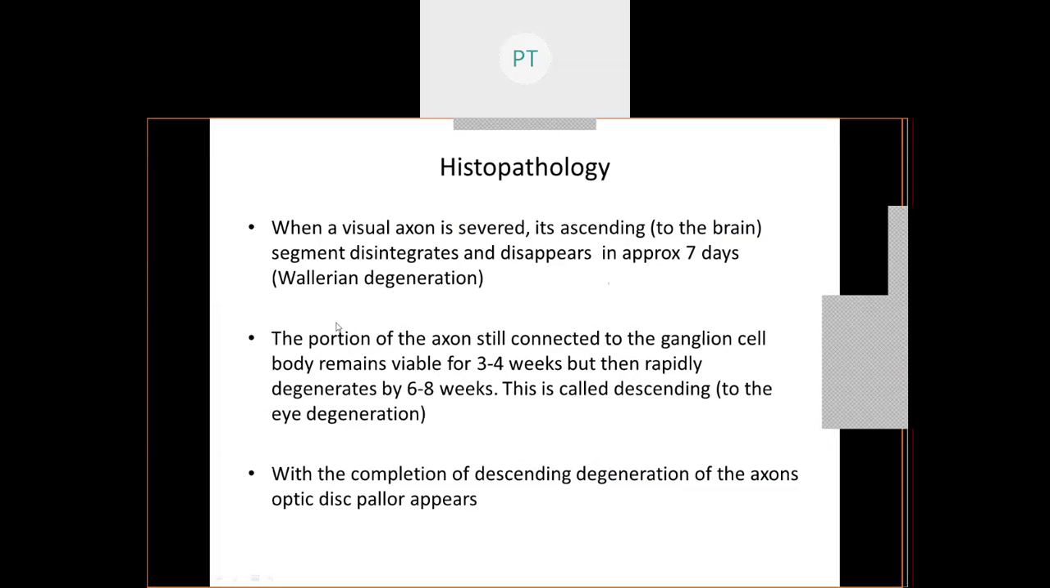So usually when a visual axon is severed, its ascending part, the segment towards the brain, disintegrates and disappears in approximately 7 days. This is known as Wallerian degeneration. The portion of the axon which is still connected to the ganglion cell body remains viable for at least 3-4 weeks, but then it rapidly degenerates by 6 to 8 weeks. And this is called descending degeneration, that means towards the eye. And when this descending degeneration is complete, now the optic disc pallor will appear.